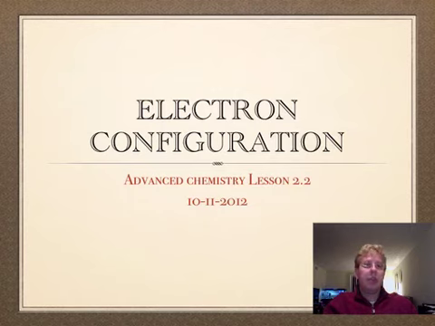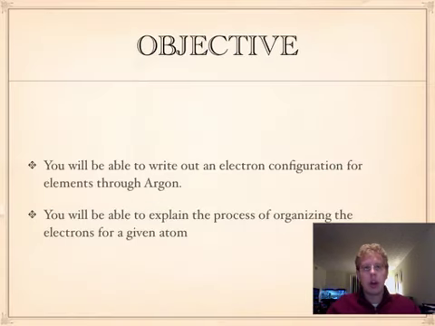Video lesson 2.2 for our forensic science unit is on electron configurations. My objectives for you tonight with the lesson tomorrow is that you'll be able to write out electron configurations for elements through argon. You'll be able to explain the process of organizing the electrons for a given atom also.